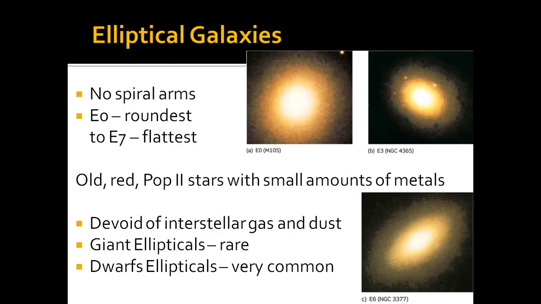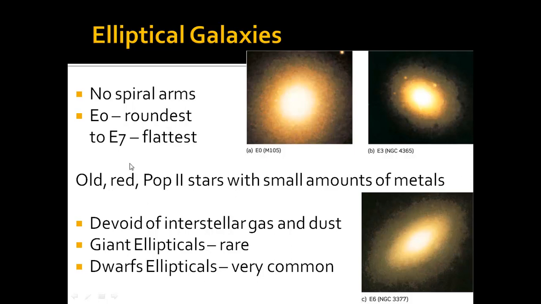Now, these aren't really the true shapes of these galaxies. It's just how it appears to us from Earth, okay? How it looks to us from Earth. So as you can see on the images here, on the left image, the E0 galaxy is a lot rounder, and then this E6 galaxy is a lot more elliptical, flattened out.